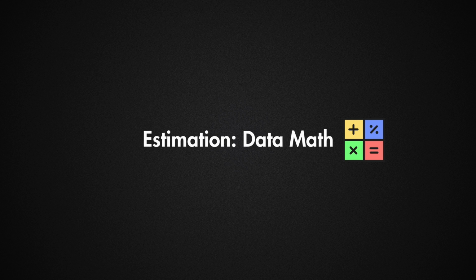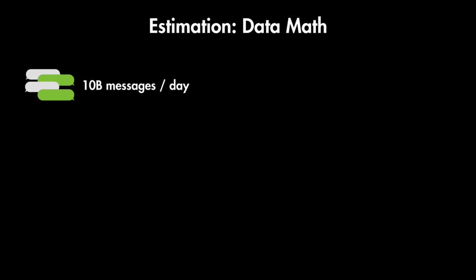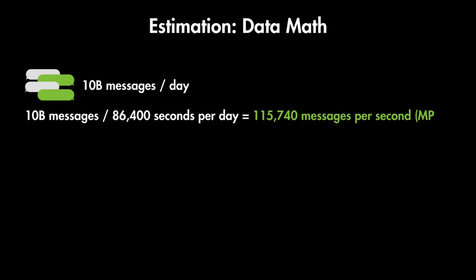Now let's move on to the estimation of data. With 10 billion messages sent every day, we have roughly 10 billion messages divided by the seconds per day, which is 115,000 messages per second. And doubling that within a year means we should plan at least for 230,000 messages per second.